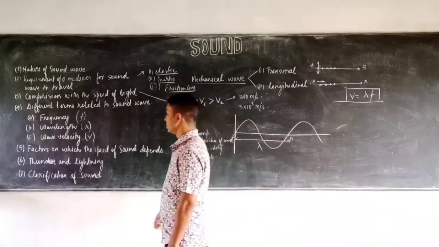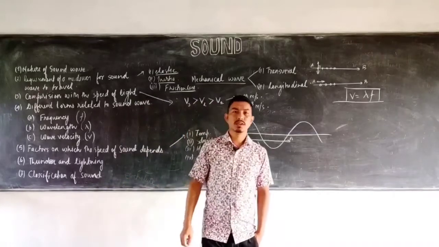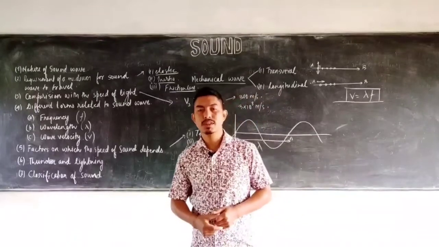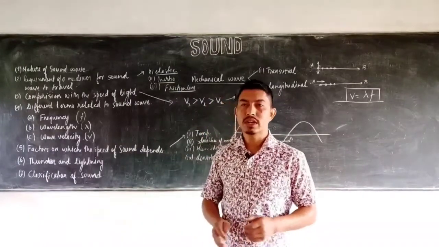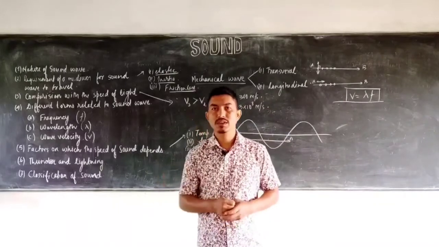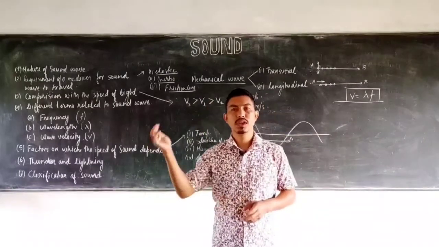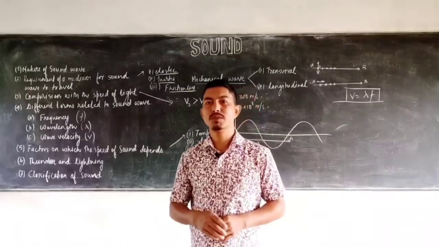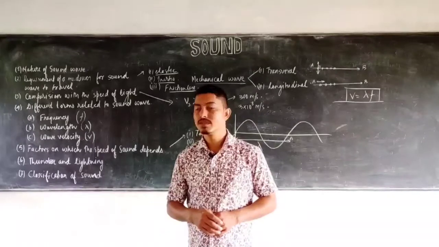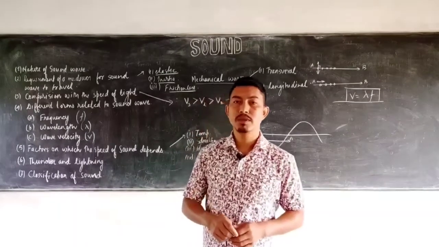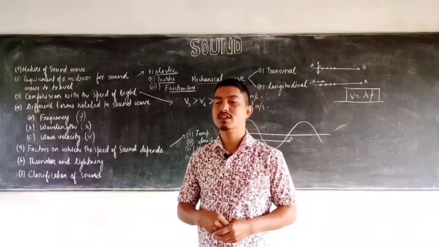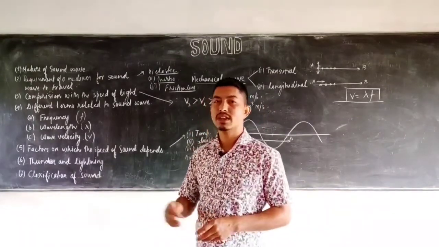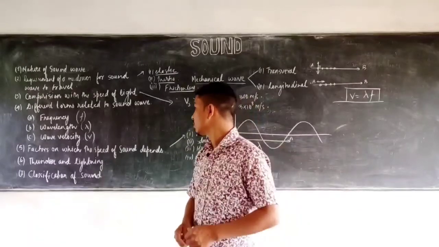So these are the 4 factors on which the speed of the sound depends. Now coming to the sixth one, it's very simple. It's a practical life experience that when it's raining, when thunder and lightning occur, we see the lightning first and then after a few seconds we hear the sound. It's because the speed of the light is much faster than the speed of the sound. So that's why we see the lightning first and then after some time we hear the thunder.